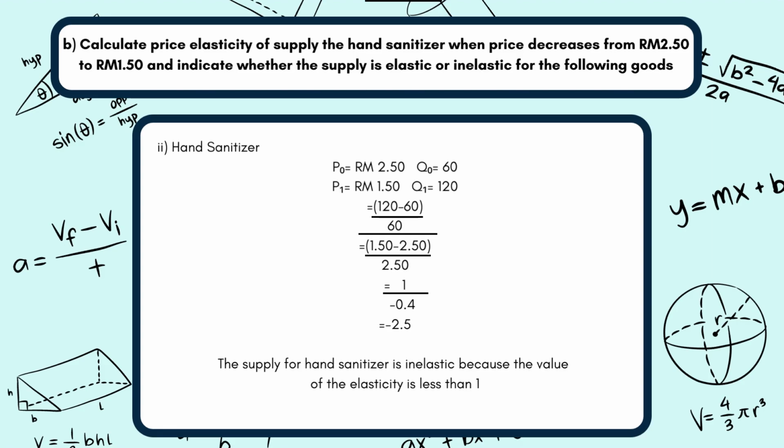The next question is to calculate price elasticity of supply of the hand sanitizer when price decreases from RM2.50 to RM1.50 and indicate whether the supply is elastic or inelastic for the following goods. The first price is RM2.50 with the quantity 60, and the second price is RM1.50 with the quantity 120. The answer is negative 2.5. So the supply for hand sanitizer is inelastic because the value of the elasticity is less than 1.